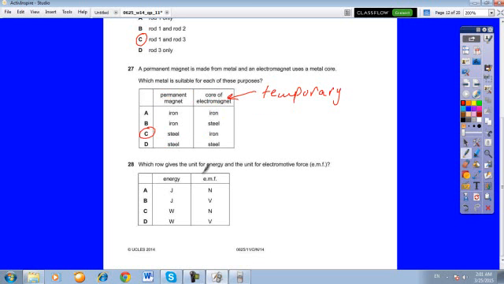28. Which law gives the unit of energy and the unit of electromotive force? Unit of energy is joules, like the unit of work. Unit of electromotive force is volts, like the unit of voltage. So the answer is B.